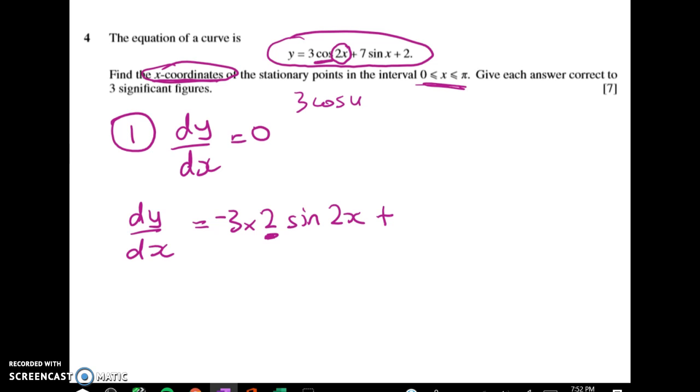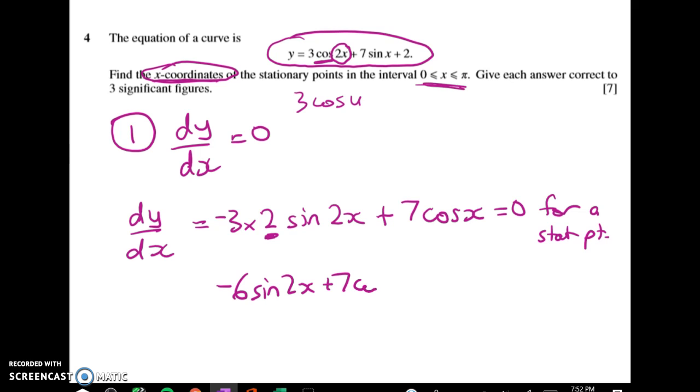The next bit is easy. It's plus 7 cos x. And the plus 2 differentiates to 0. And that equals 0 for a stationary point. And we should write down what we're doing there. So solving that, what do I have? Well, I've got negative 6 sine 2x plus 7 cos x is equal to 0.